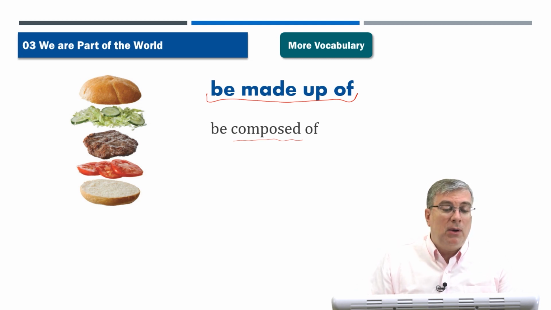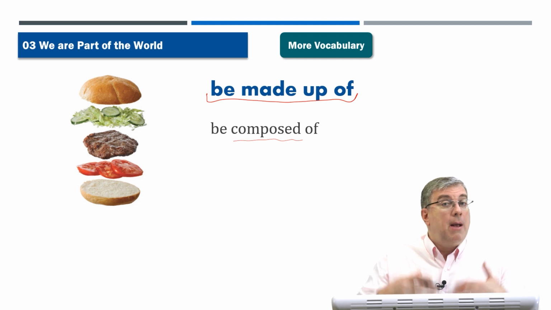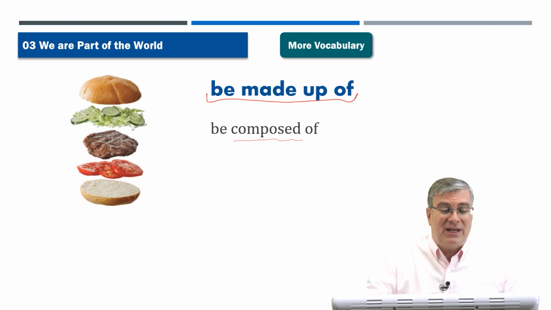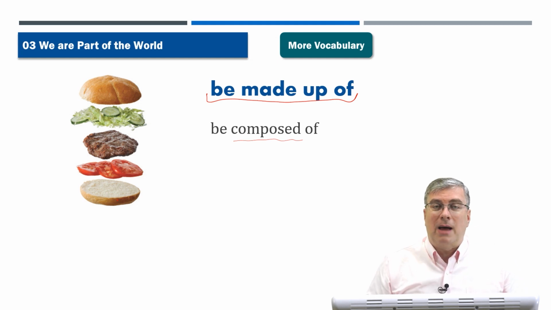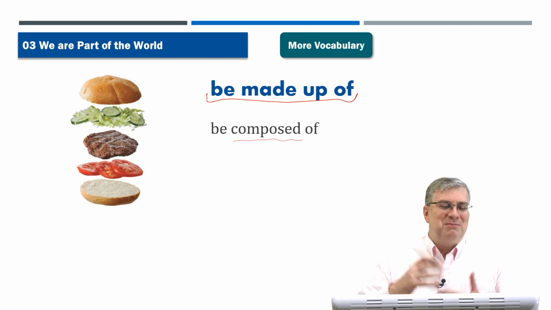This is a good example because if you think of a hamburger, right, what is a hamburger made up of? A hamburger has many different parts. It has bread, it has vegetables, tomato, it has meat, it has more vegetables, pickles and lettuce, and it has bread on the top. So it is made up of all these things. It's missing something. What is it missing? Ketchup. There's no ketchup.